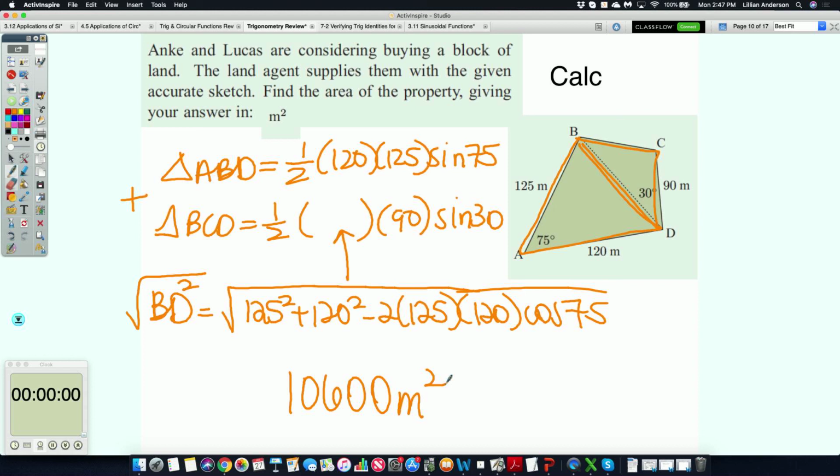Okay, let's see. One of the answers is not similar. I got 344,000. One of these is not like the other. Yes, so this one should have been this. So three significant figures would be this. How the heck? Double check that.